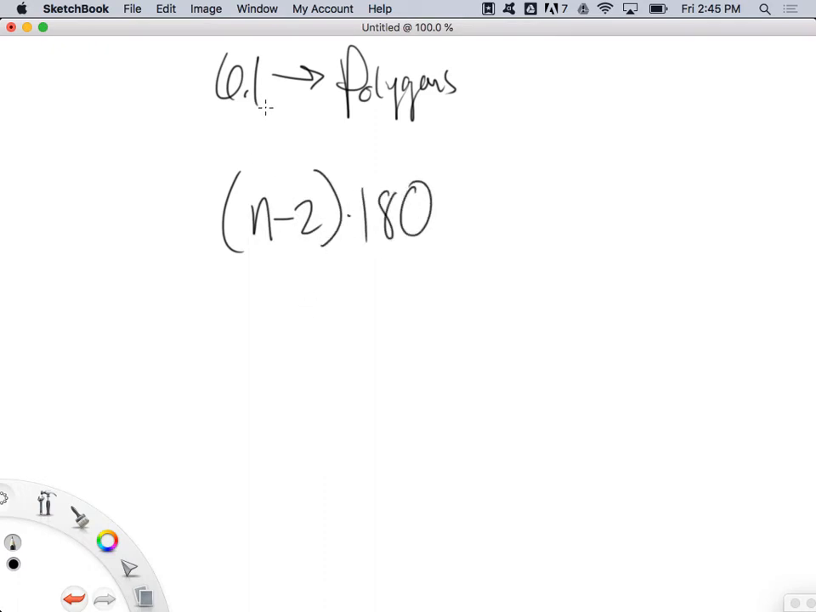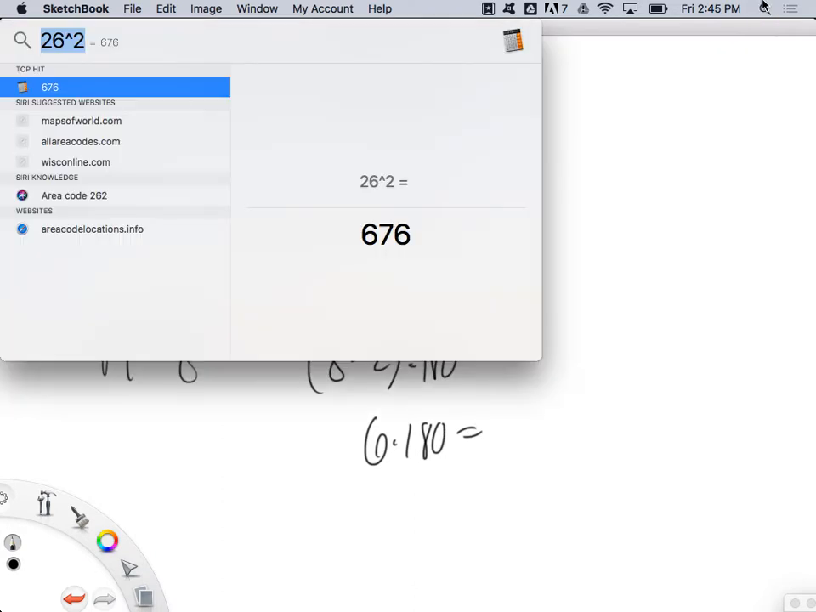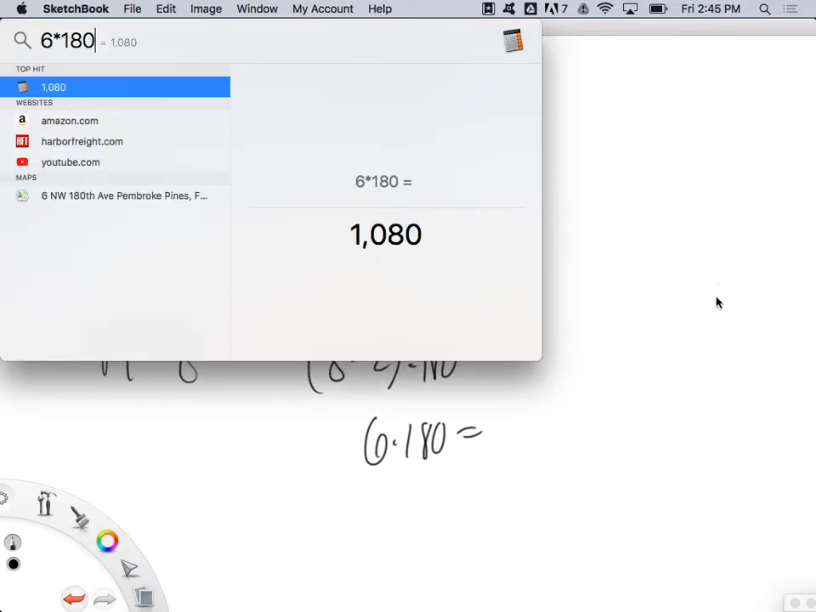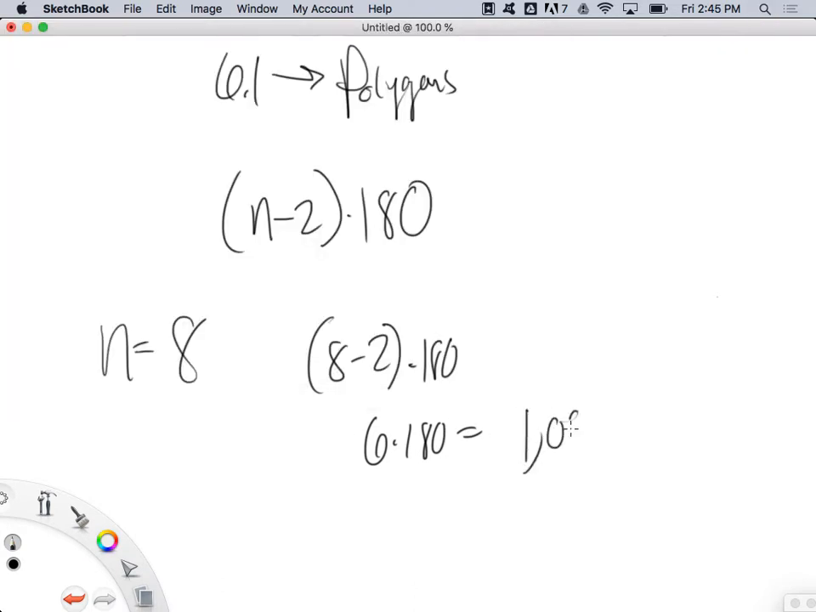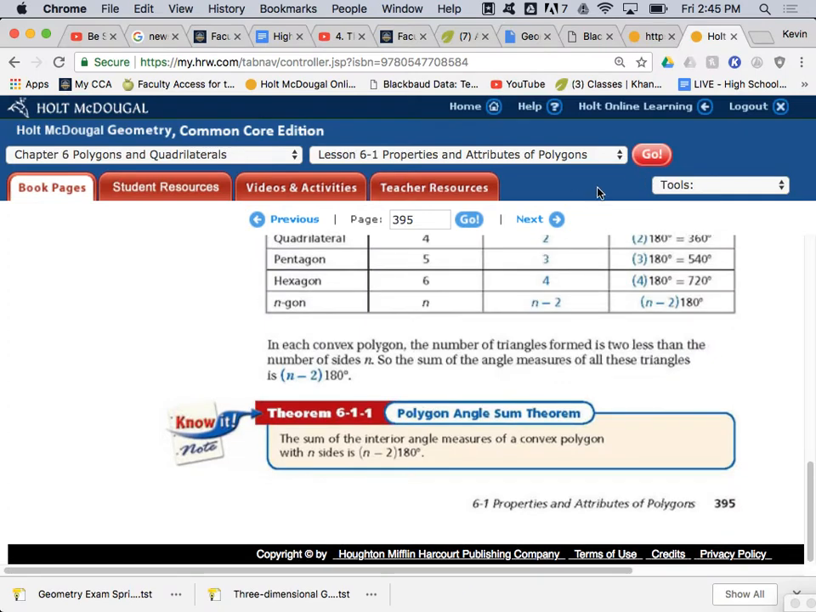So what's the sum of the interior angles in an octagon? What's n in an octagon? 8. So it'd be 8 minus 2 times 180, or 6 times 180. 6 times 180 is 1080. See? Does that make sense? Okay, so there you go.